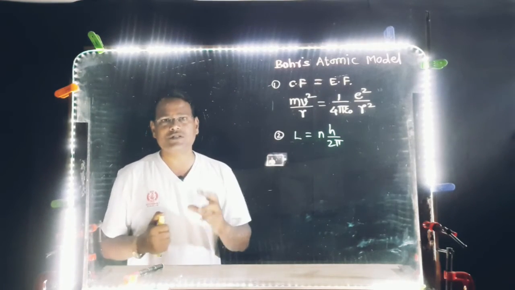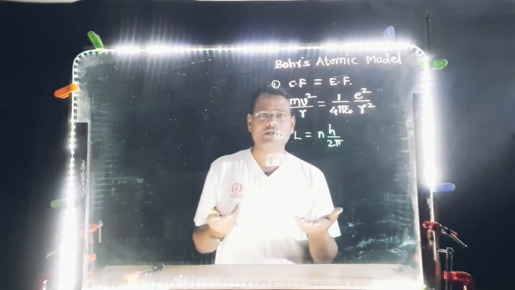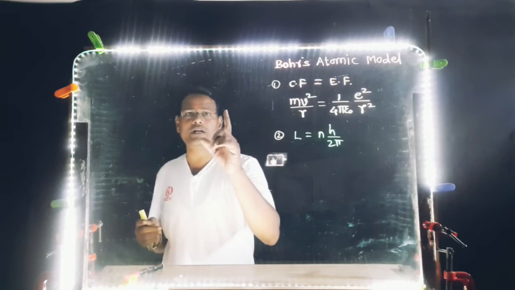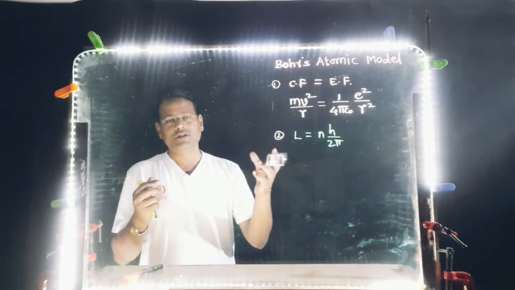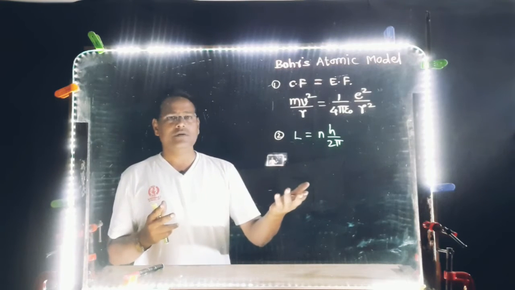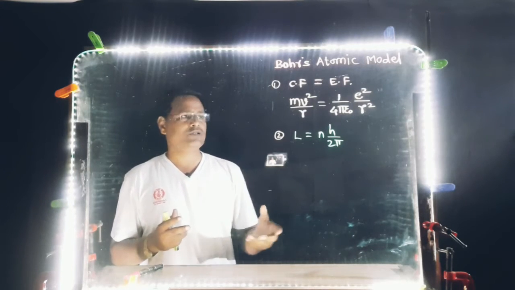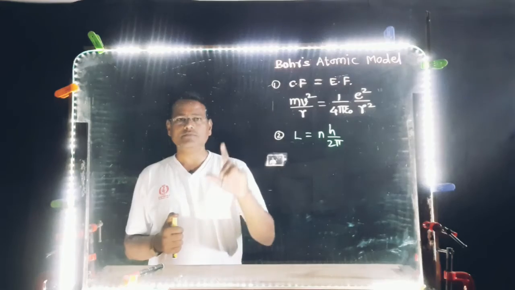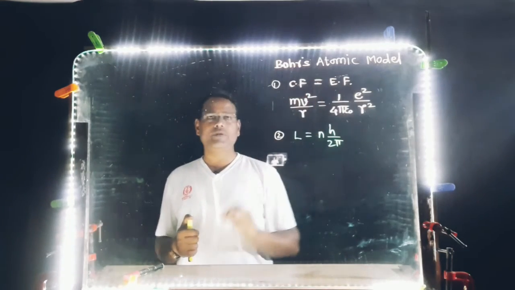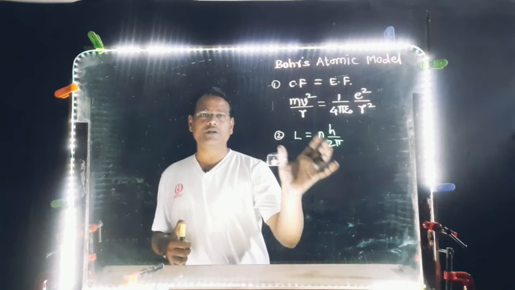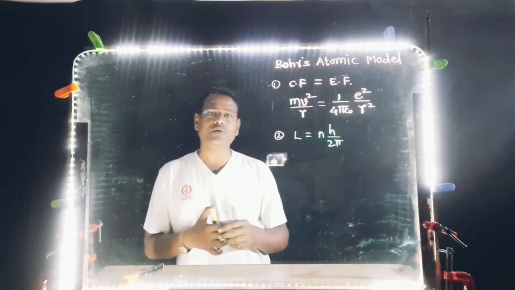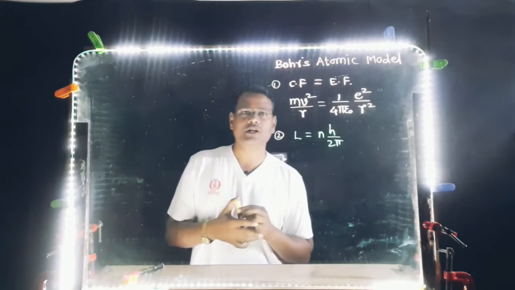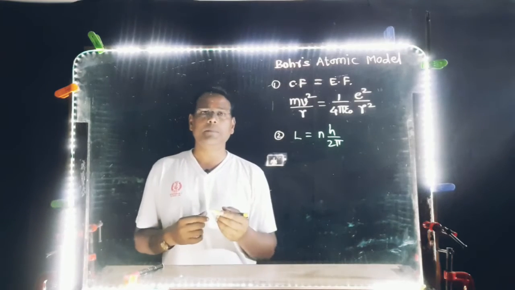So specially Bohr suggests his model only for the hydrogen atom. As hydrogen consists of only one electron and only one proton, it was quite easy to explain the different postulates. So for the hydrogen atom in Bohr's atomic model, first postulate, centripetal force is provided by electrostatic force. Second postulate, the electron can revolve without radiating energy only in those permissible orbits for which its angular momentum is equal to an integer multiple of h by 2 pi, where h is Planck's constant.